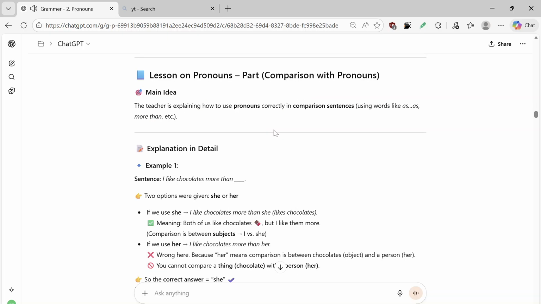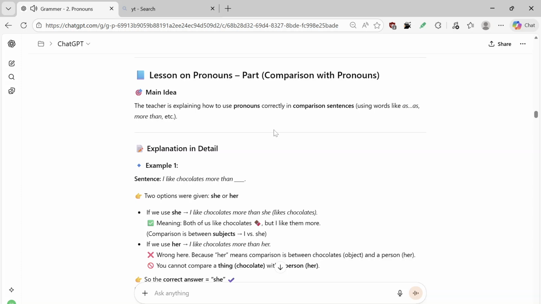Very simple English. Add examples plus emojis, and give you a summary at the end so you can revise quickly. Lesson on pronouns. Part: comparison with pronouns. Main idea: the teacher is explaining how to use pronouns correctly in comparison sentences, using words like as, more than, etc.